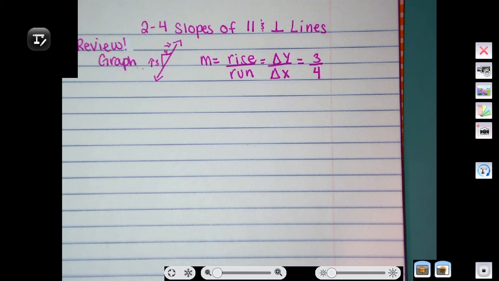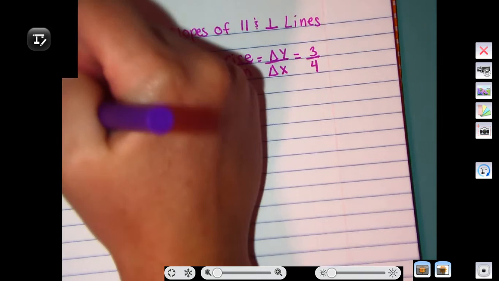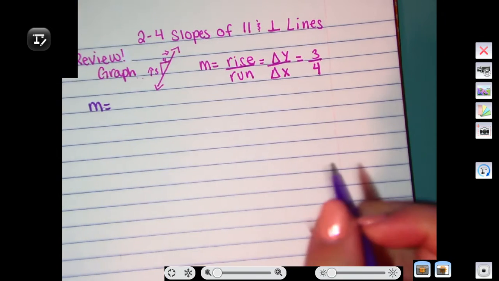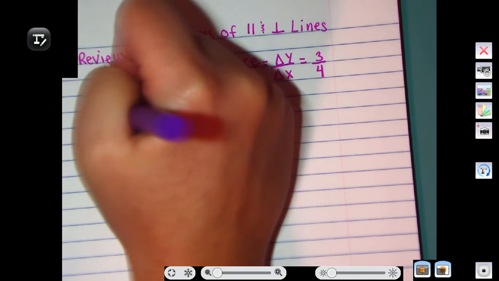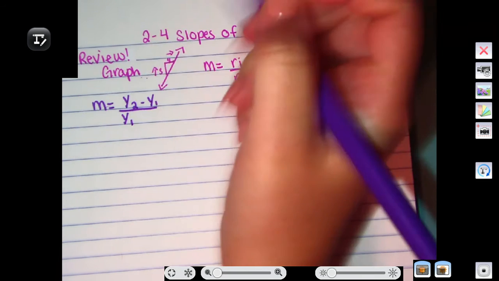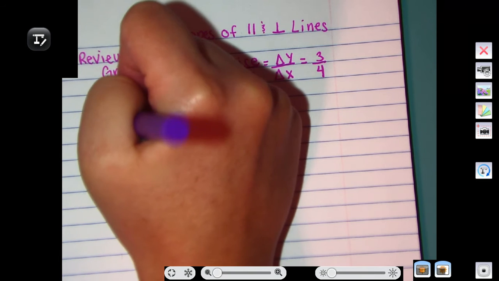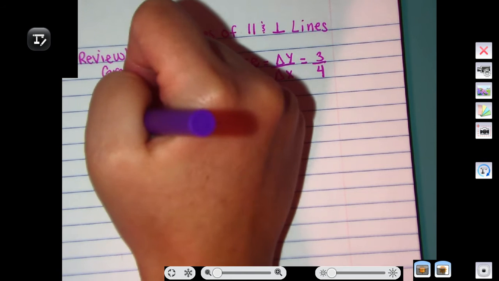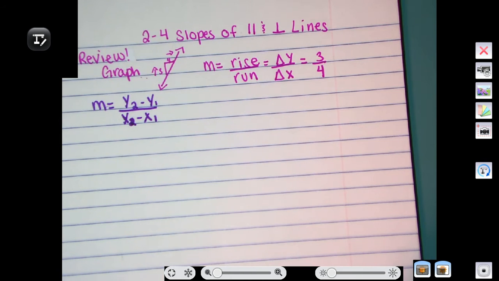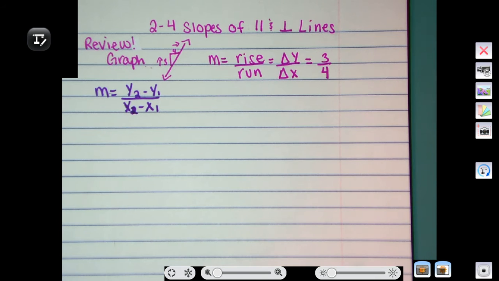And then the other way, the slope formula, I'm going to write here, and you may recognize it when you see it, but we know that the slope formula is y2 minus y1 over x2 minus x1. That should be a 2. So that's slope formula, and that is what I want to remind you of today.